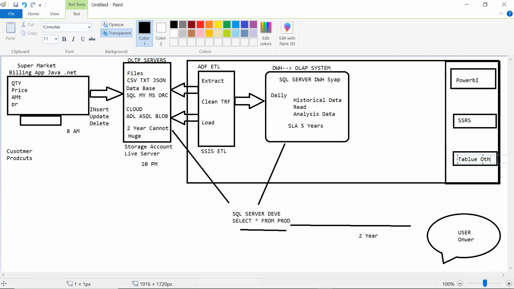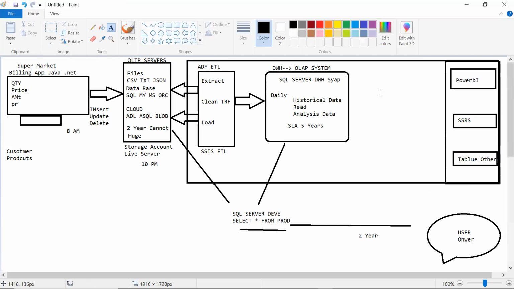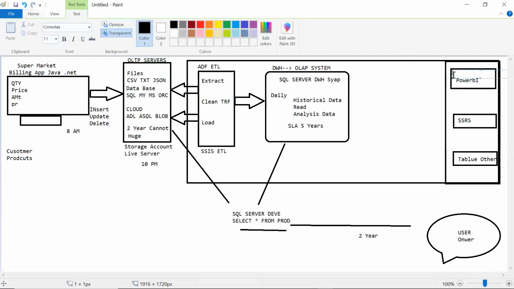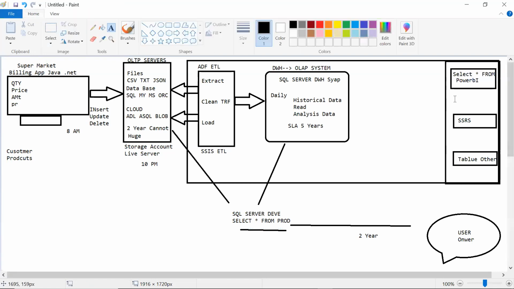Tableau or other reporting tool, whatever they want to use. What they do, instead of writing this query, is place the same query in the reporting. What does a report mean? A report is nothing but a select query.